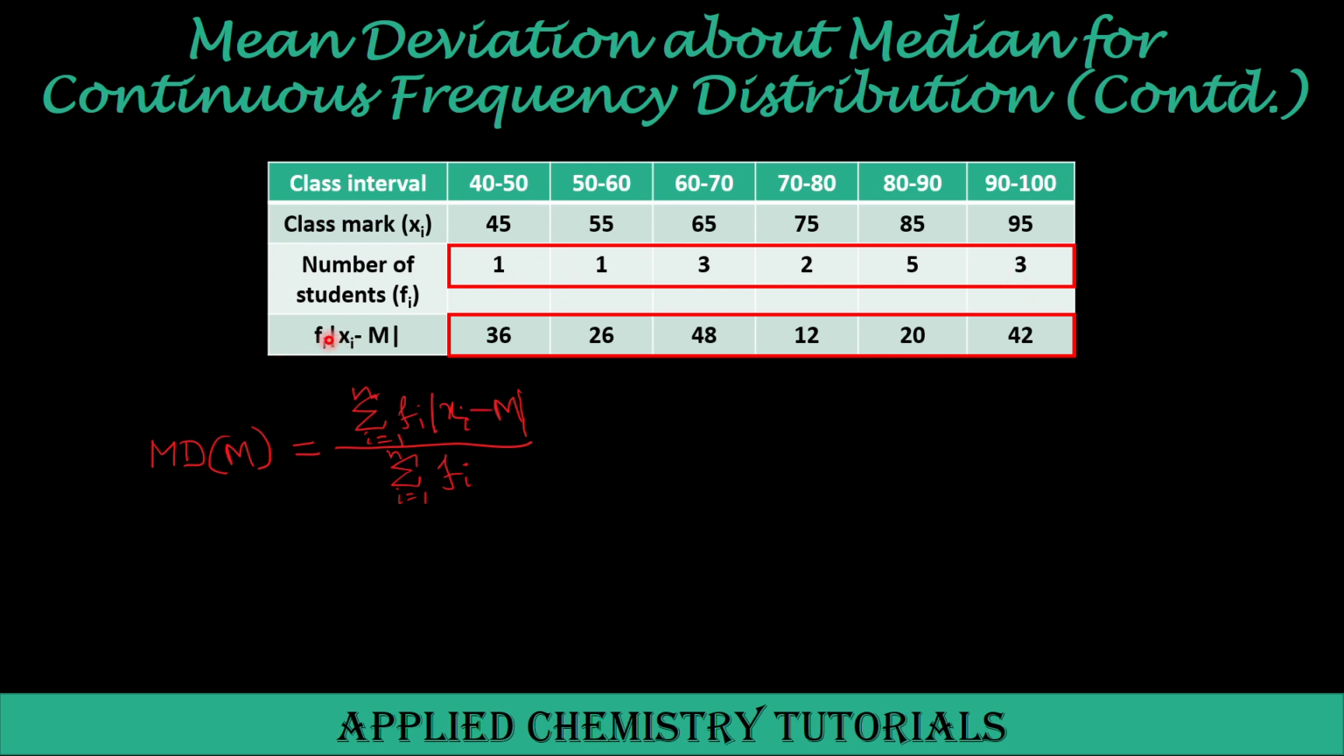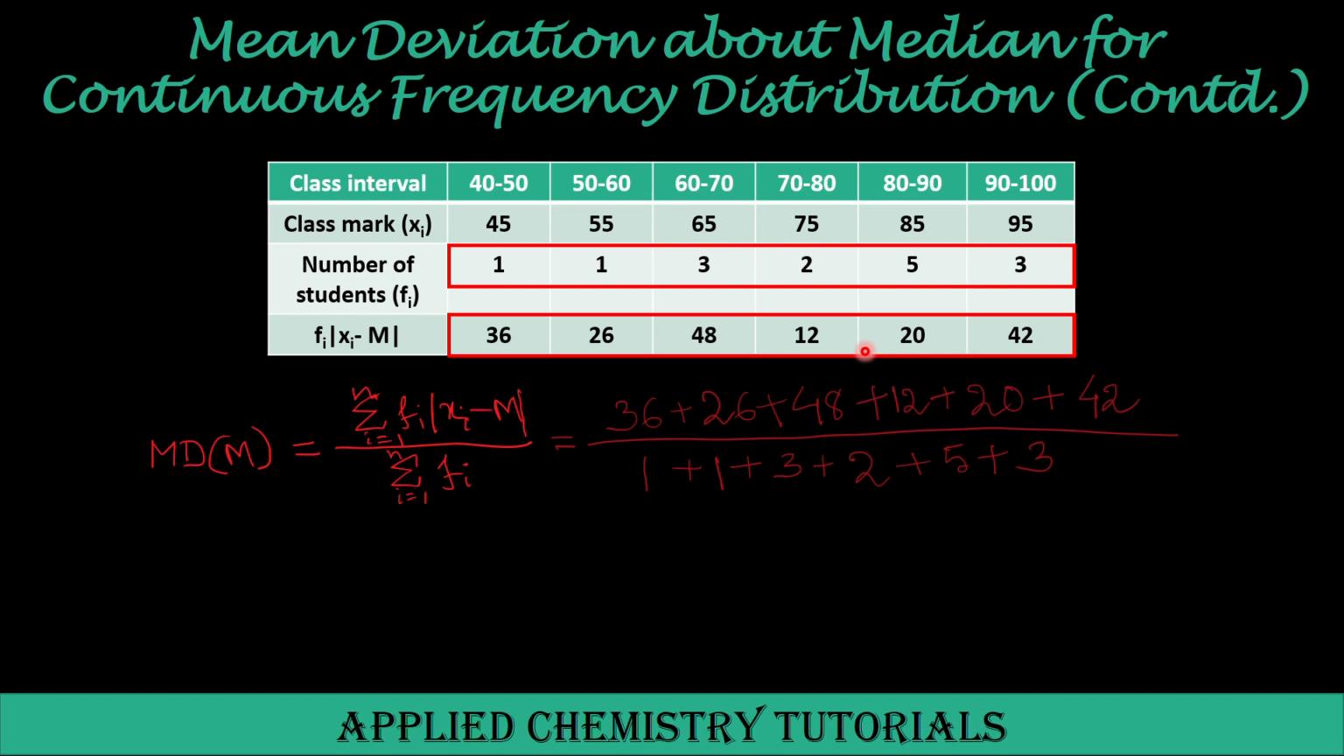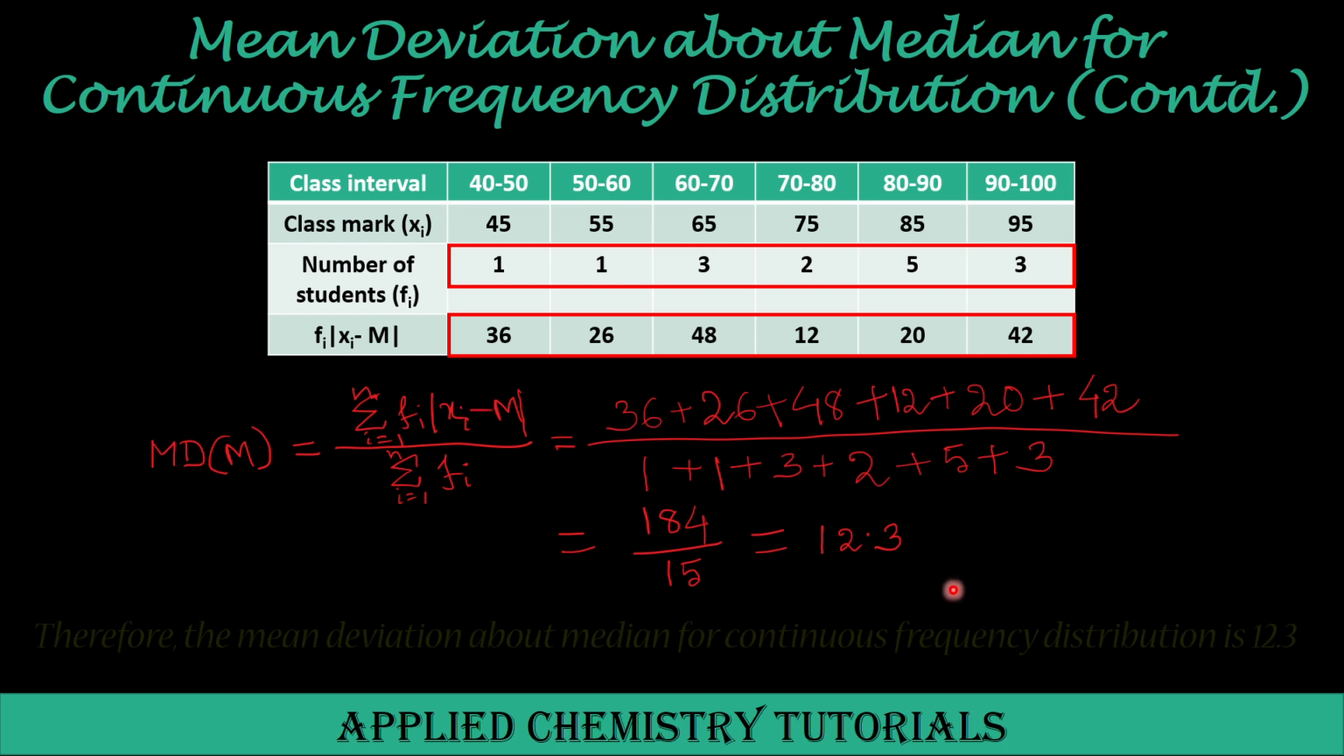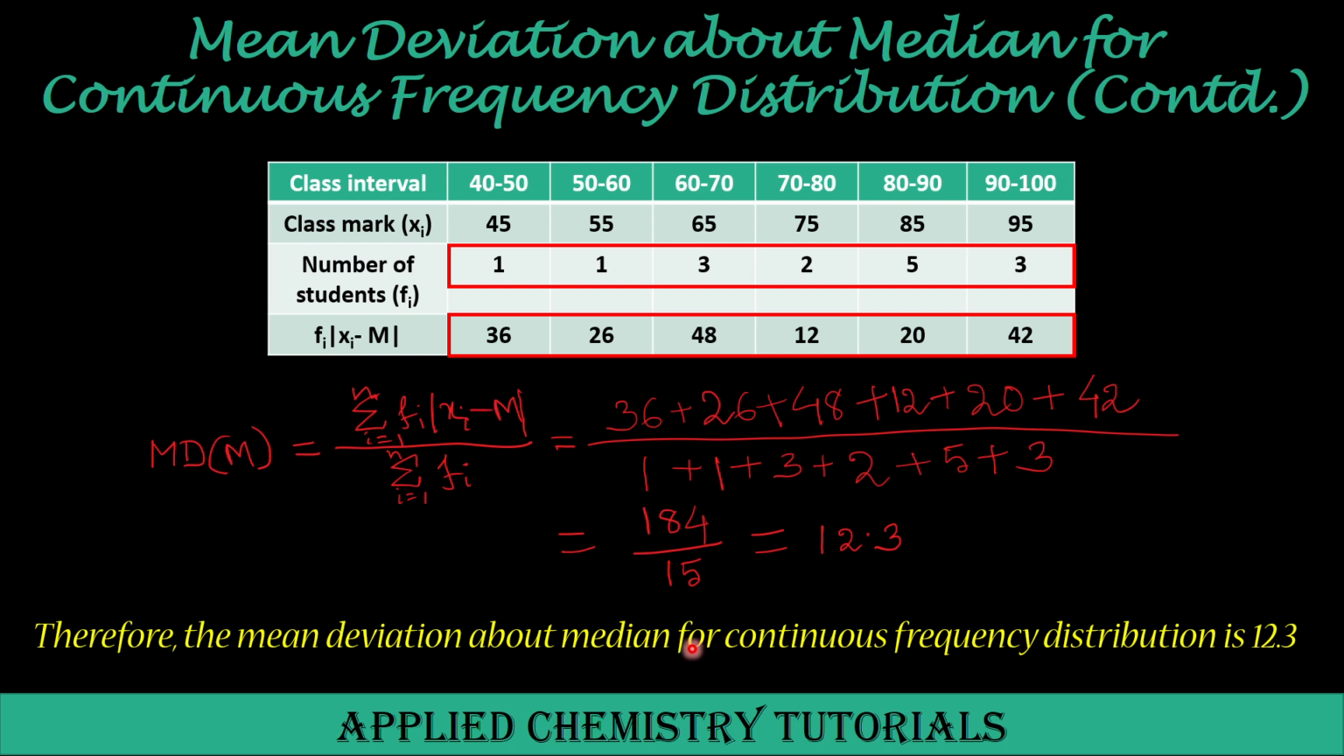So we can add the fi multiplied by mod of xi minus M terms, put them into the numerator, and similarly add all the fi terms and put them into the denominator, as shown here. After calculation, we have the mean deviation about median equal to 12.3. Therefore, we can say the mean deviation about median for the continuous frequency distribution is 12.3.